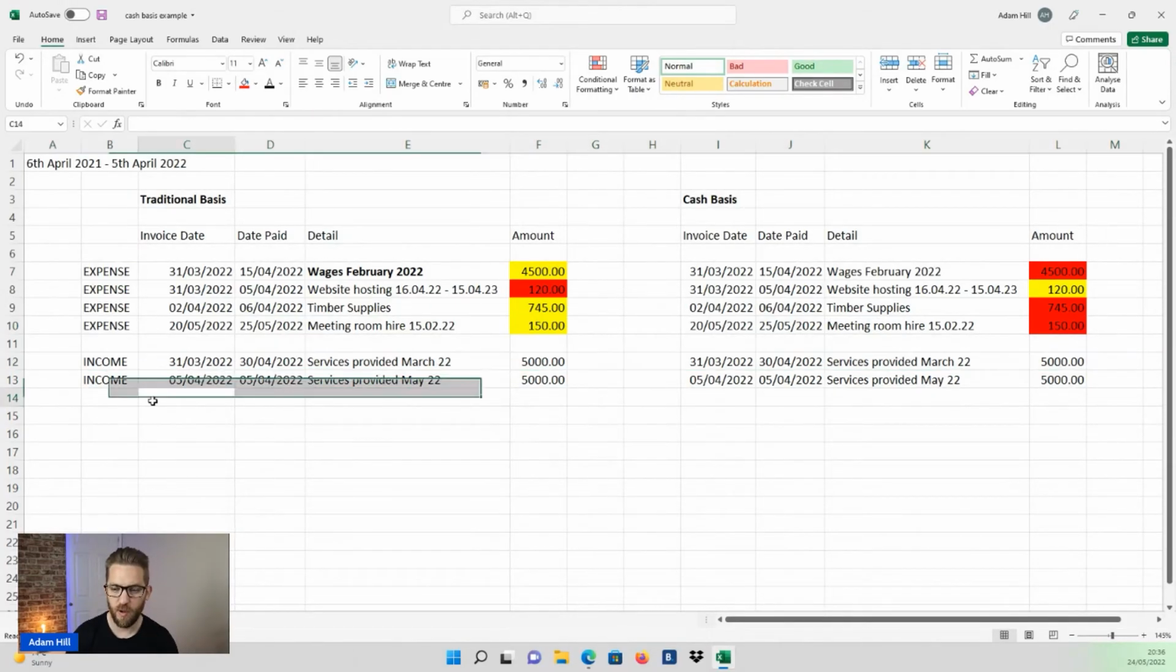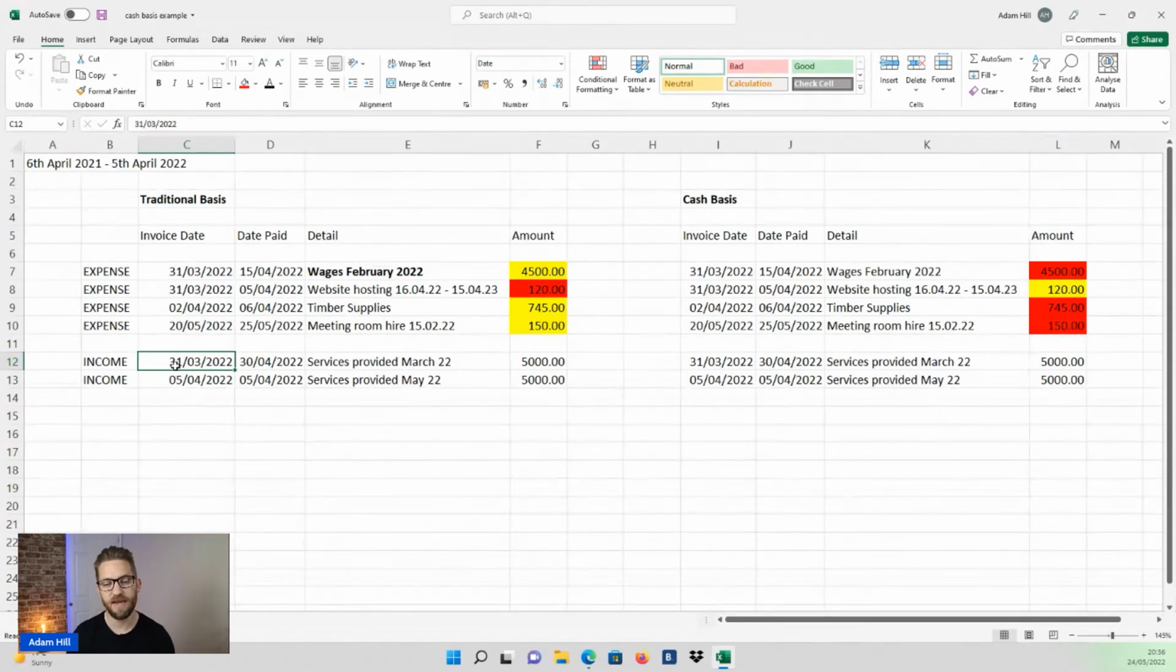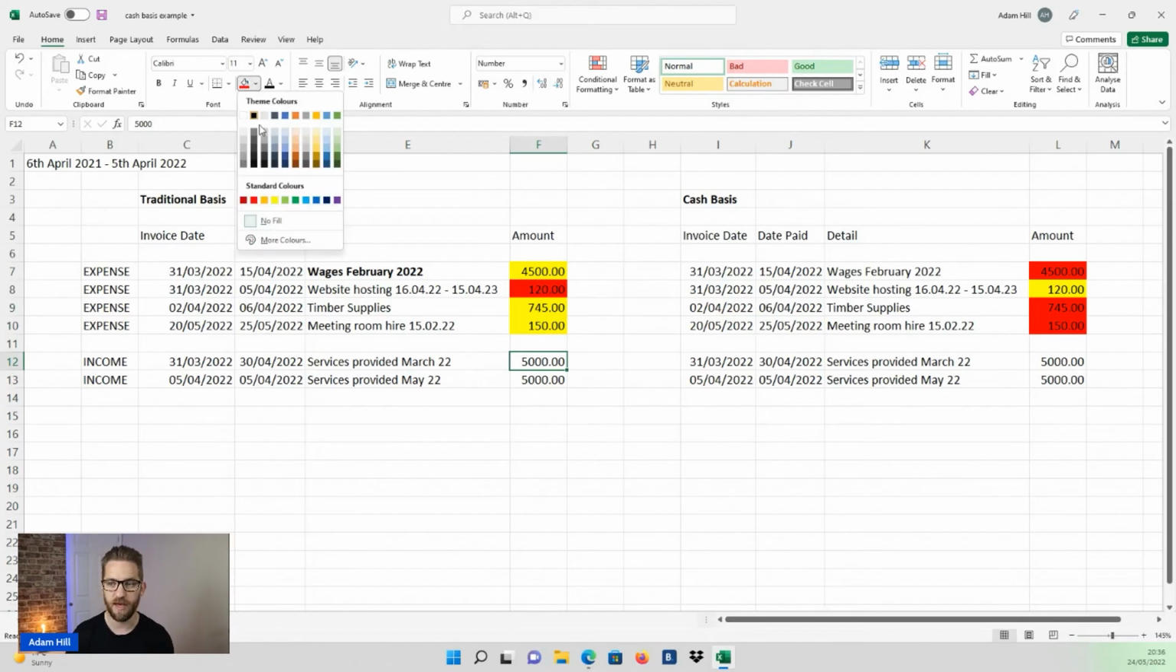On to line 12 here. So we've got some income. The same rules apply to income. So first of all, we've got income that we invoiced to a customer at the end of March. That's well within the accounting period. They paid it to us at the end of April, which is outside the accounting period, but it actually relates to services that we provided in March. March definitely falls within the accounting period, so we need to include that. Okay, so I'm going to mark it yellow that we're going to include that.